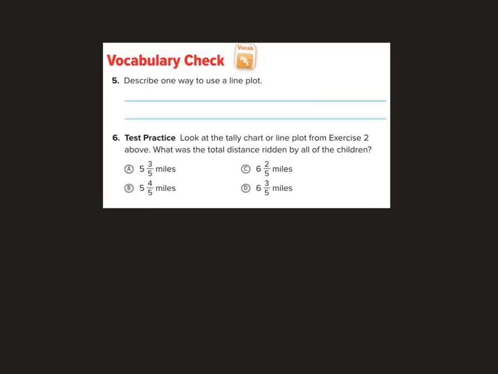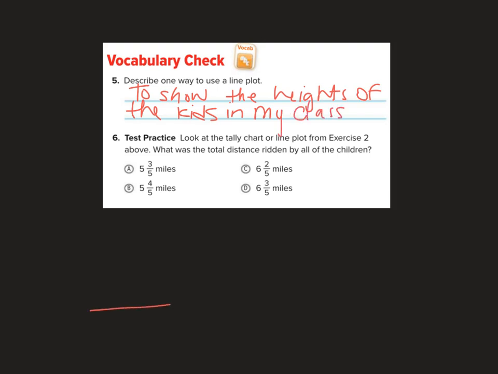Describe one way to use a line plot. You can use a line plot to show the heights of the kids in my class. Right? Wouldn't that be kind of cool, if we made a line plot and put everybody's height and kind of showed what the spread was? That'd be neat. Look at the tally chart of the line plot from exercise 2 above. What was the total distance ridden by all of the children?